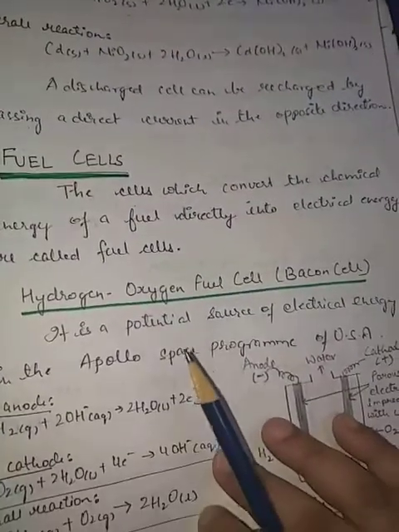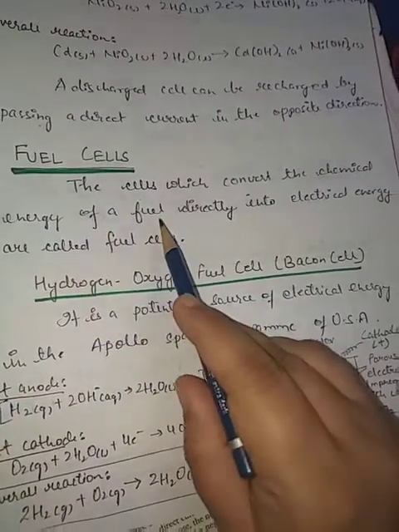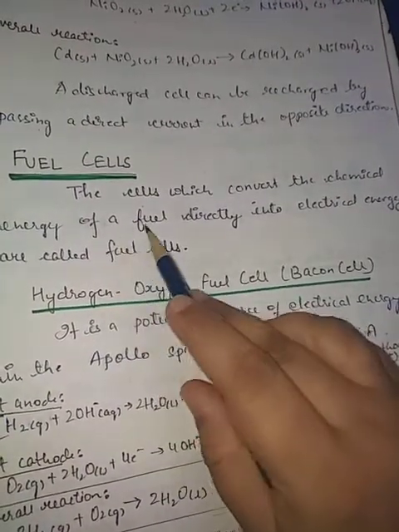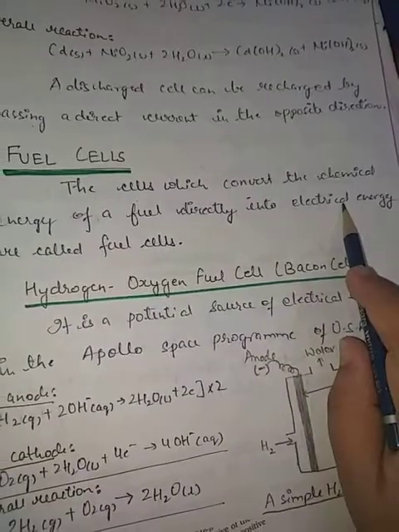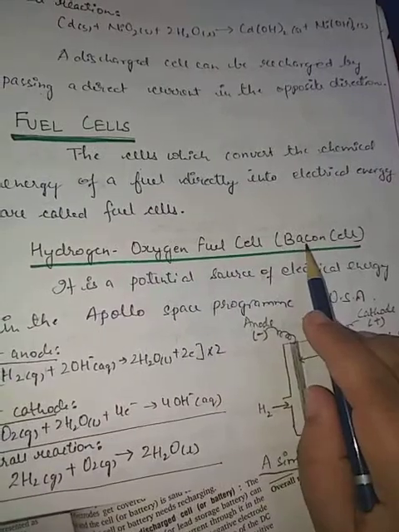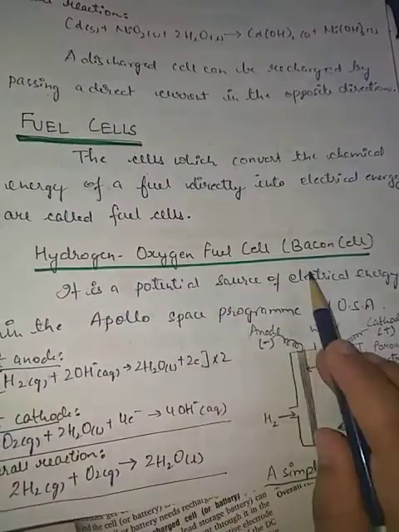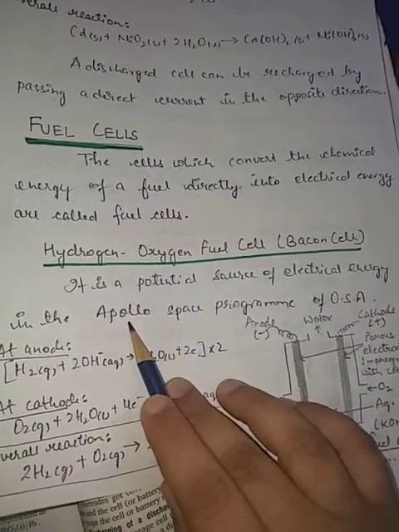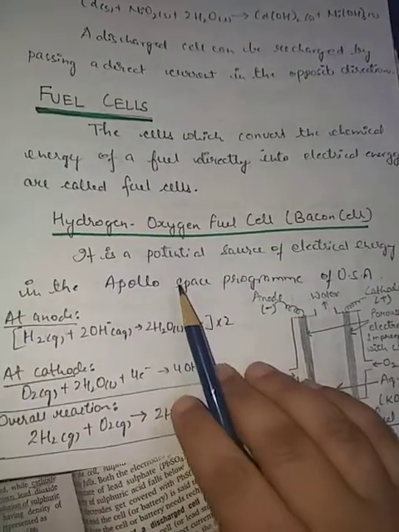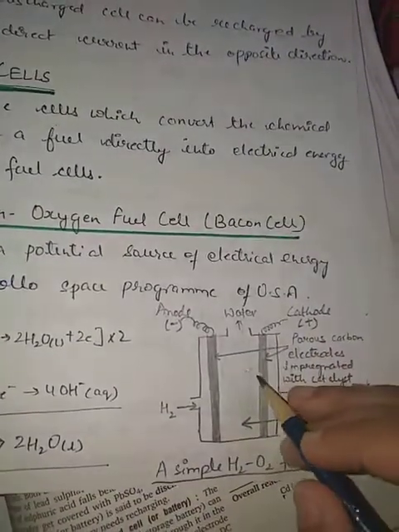Now fuel cells. These are the cells which convert the chemical energy of a fuel directly into electrical energy. Chemical energy of a fuel directly into electrical energy. And here we'll first study hydrogen oxygen fuel cells, which is also called the Bacon cell, because it was discovered by the scientist whose name was Bacon, and it is a potential source of electrical energy in the Apollo space program. It was used there during the Apollo space program of the USA, and it is a very good source of electrical energy.